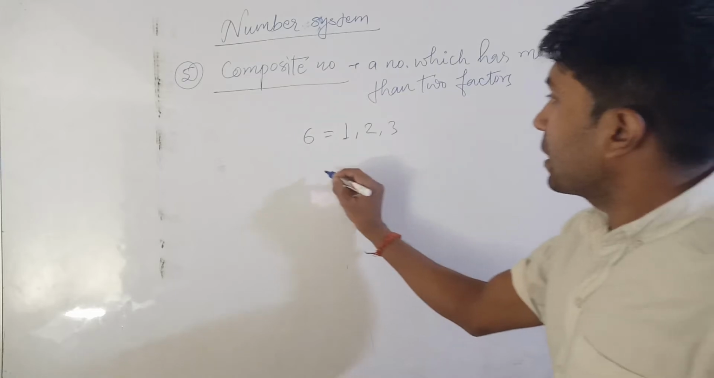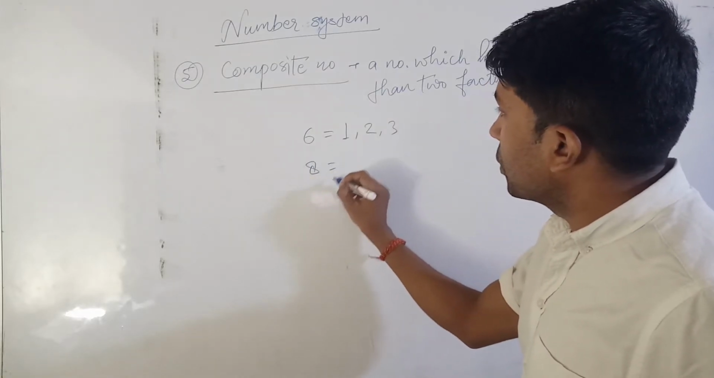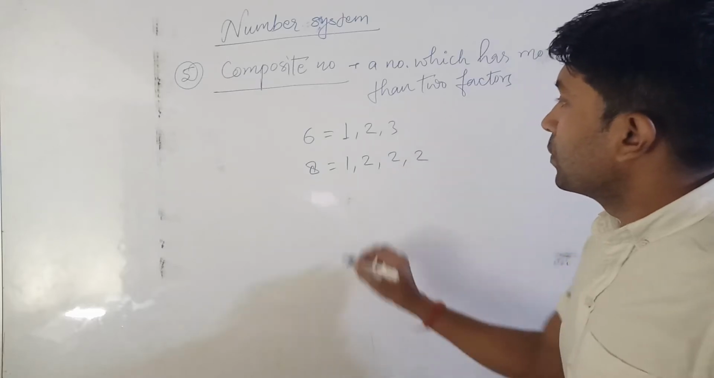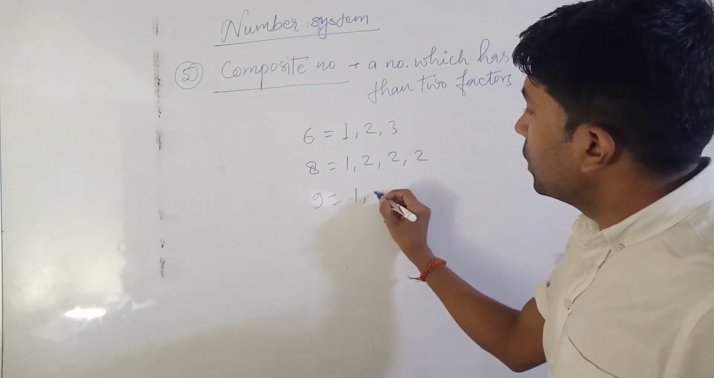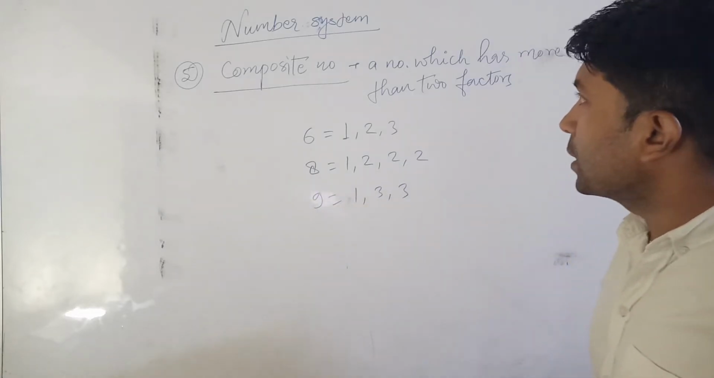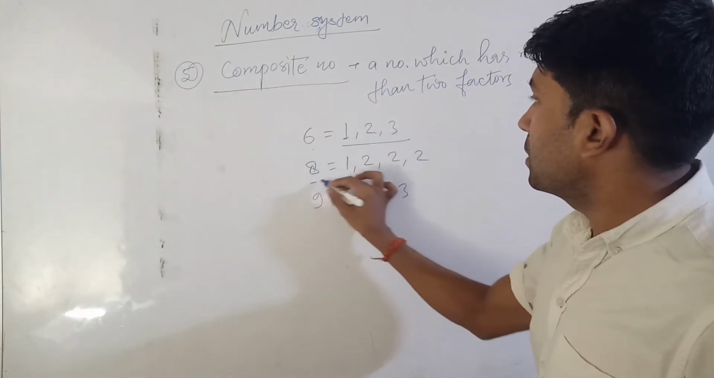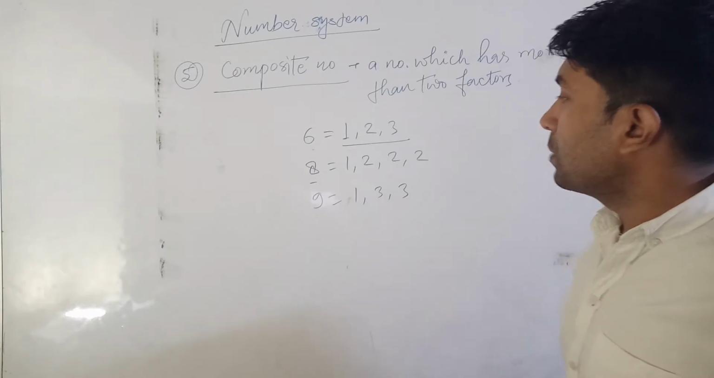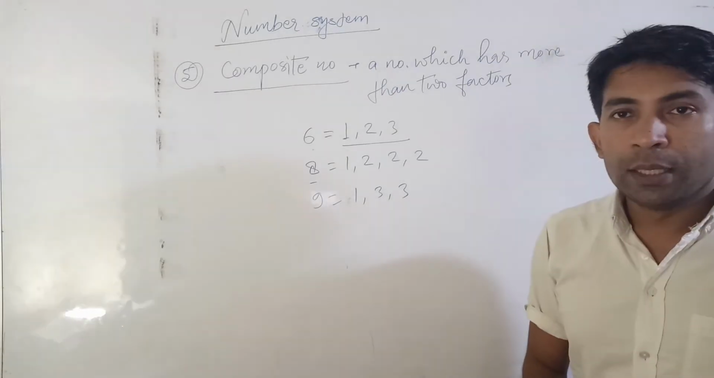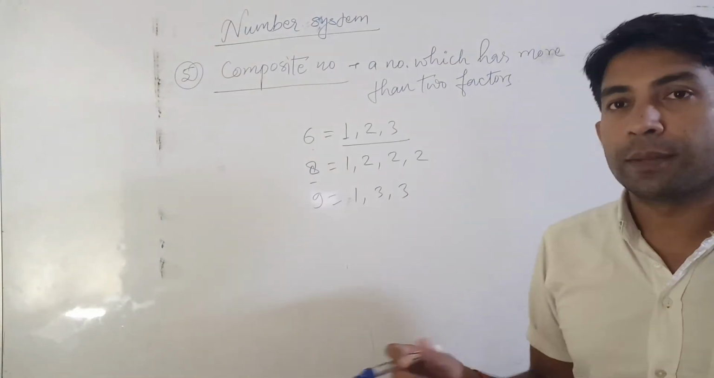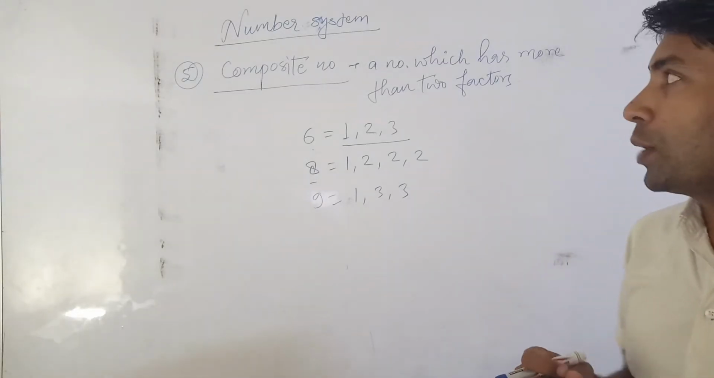Okay. Similarly, I write here 8. So 1, 2, 2, 2. I write here 9. So 1, 3, 3. It means they have more than 2 factors. This number has 3 factors. This number has 4 factors. This number has 3 factors. Okay. So a number which has more than 2 factors is a composite number. So I'm sure you're getting my points.